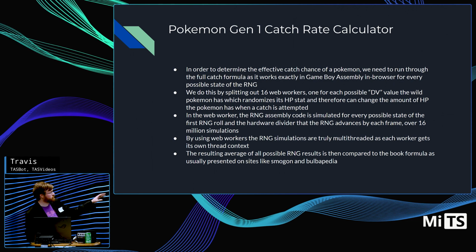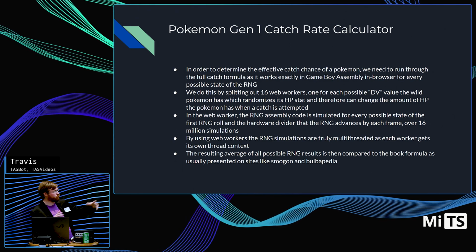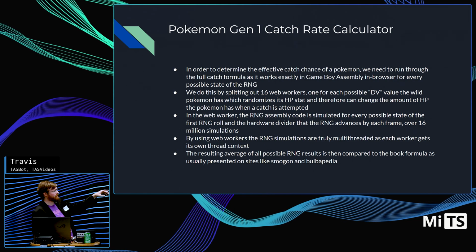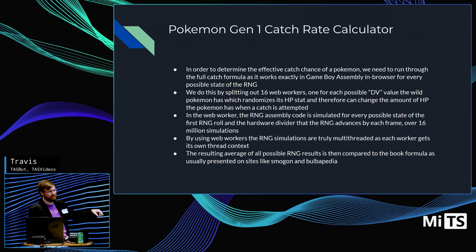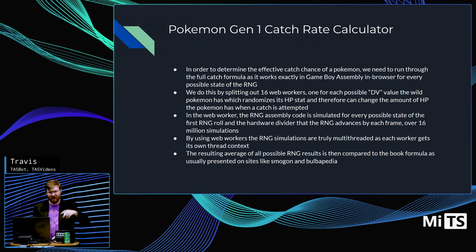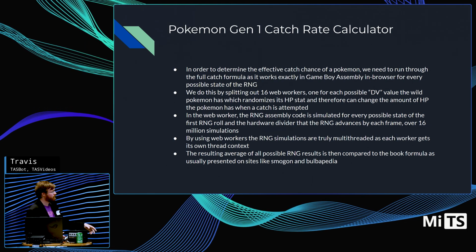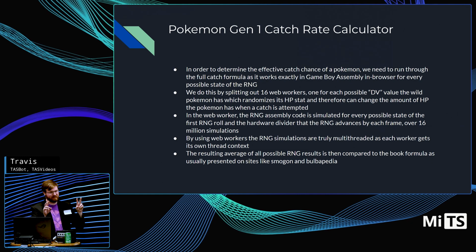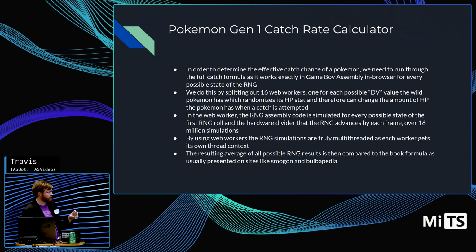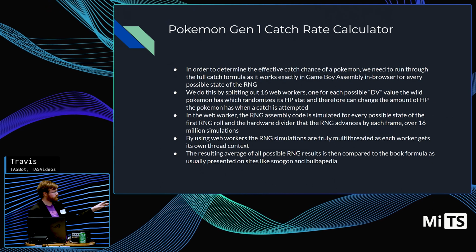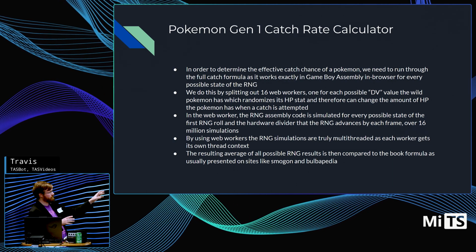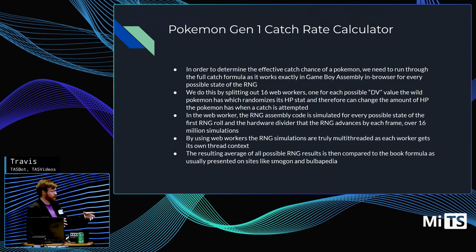So in order to actually calculate how wrong that is, we need to run through the full catch formula exactly as it was written in Game Boy Assembly in the browser for all of those different actual possible states of the RNG. We split this out into 16 web workers, one for each possible DV value of the HP. And we'll talk more about what the DVs mean in a few minutes for a different calculator. But the point is that the DVs are different values of the HP stat.